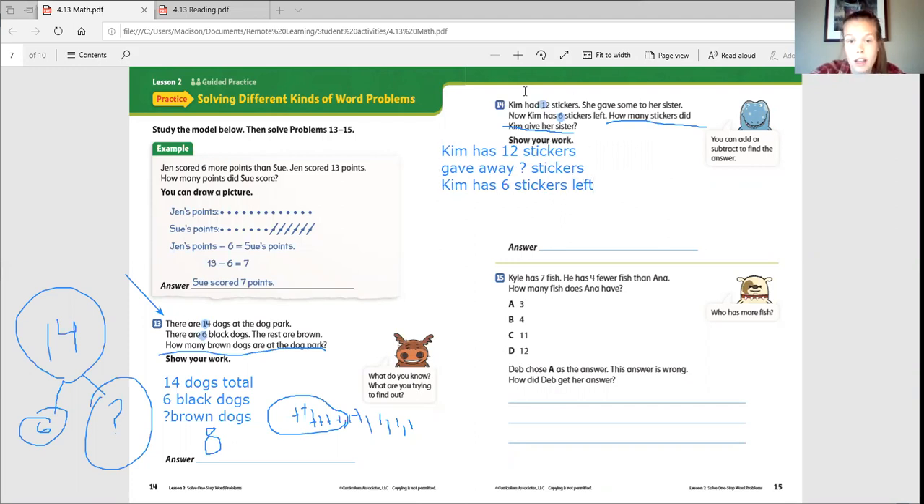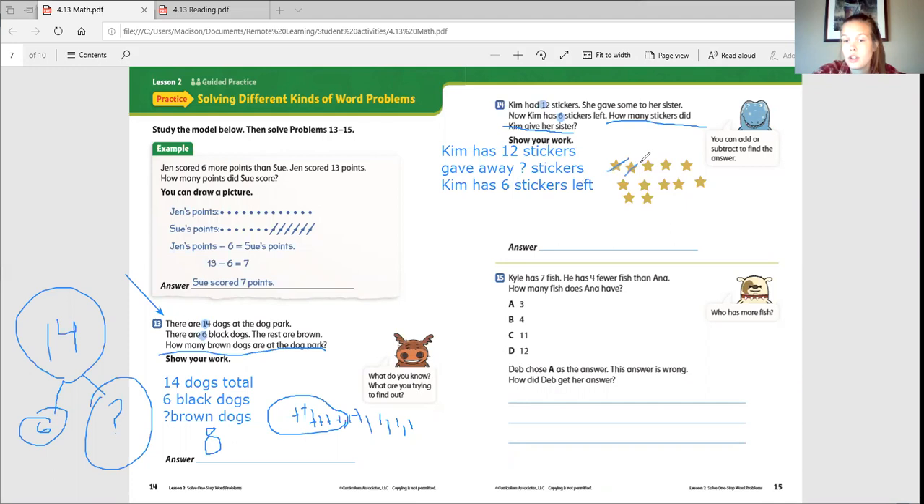I want to solve this by drawing. I'm going to use some stars for my stickers. So I'm going to start with 12 stickers in total. 1, 2, 3, 4, 5, 6, 7, 8, 9, 10, 11, 12. Now let's see. How many did she give away to her sister? Let's go back and look. We don't know, but we know that she had 6 left. So let's go ahead and cross out the ones that she had left, and the ones that were left will be how many she gave her sister.